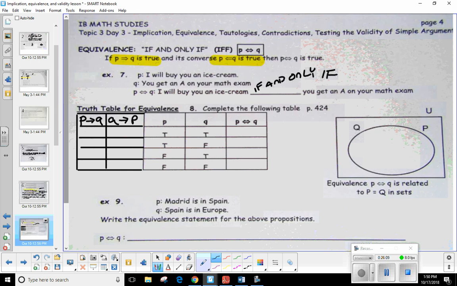Okay, now remember the behavior, the order that you're doing this in. First I want P implies Q, right? What was the only one that we had to worry about? The true, false. So this one should be true, false, true, true. Did everybody get that? Okay.